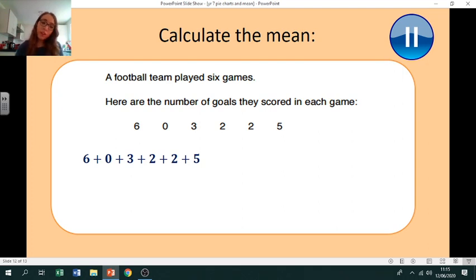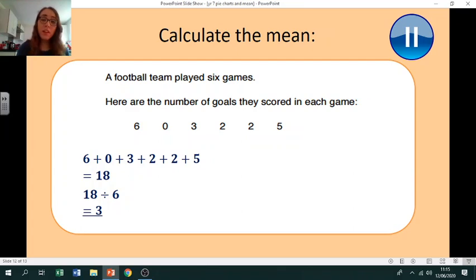Okay, well done. So let's have a look at the answer then. You should have added them all up to get an answer of 18. There were 6 numbers in the list, so 18 divided by 6, you should get 3. So well done if you got that. If you didn't quite get that, just have another look for me and see if you can spot your mistake.